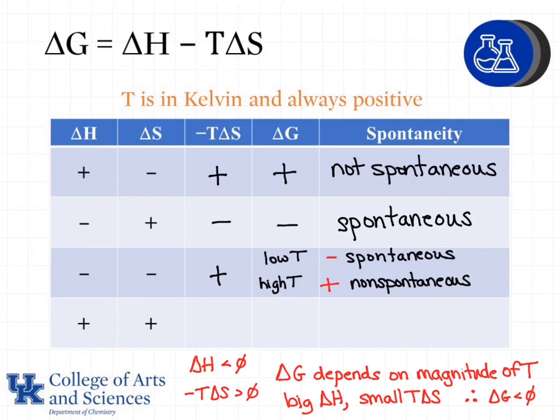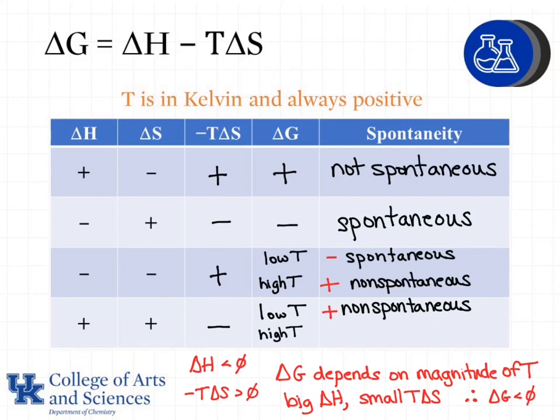The next scenario is if delta H is positive and delta S is also positive. When delta S is positive, the minus T delta S term is negative, and we will still look at this in terms of low temperature and high temperature. So at low temperature, the second term, the minus T delta S, will have a small magnitude, and the delta H term will have a much larger magnitude, and so we will end up with a positive delta G value and a non-spontaneous process.